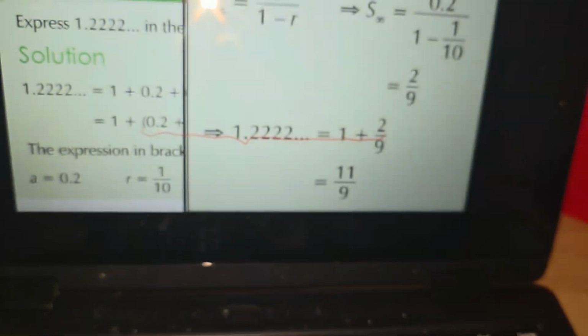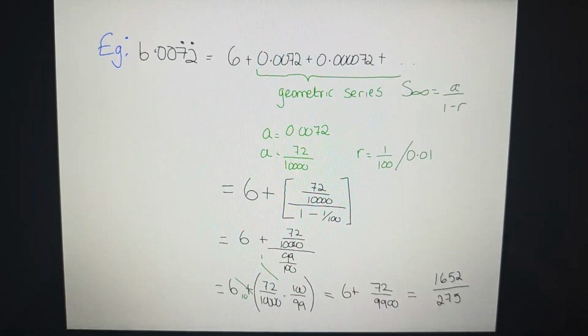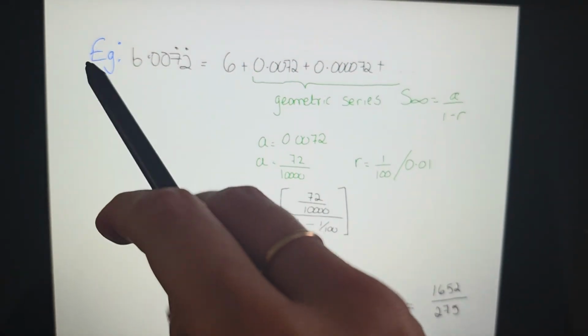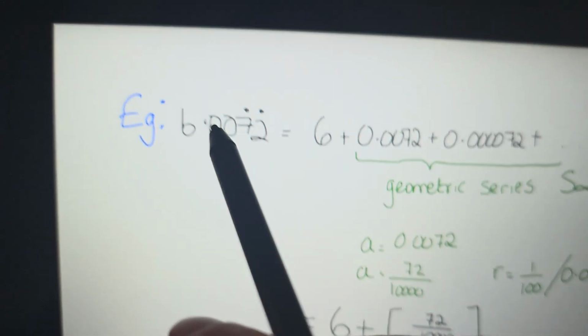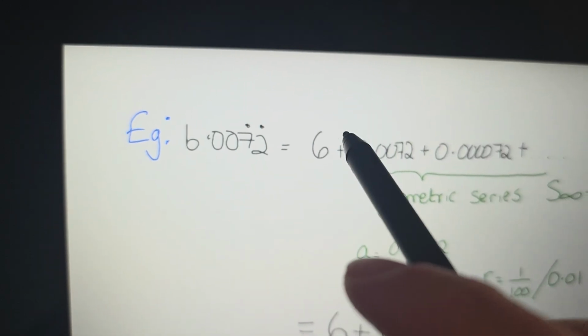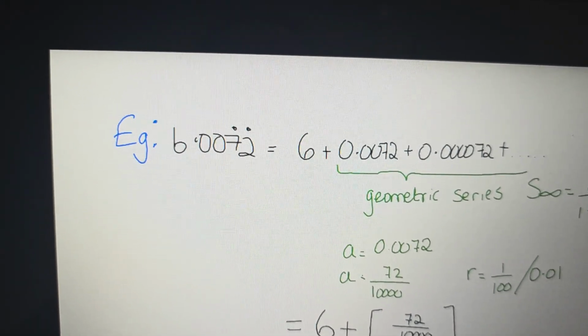So that's what it was on the calculator, and that's what I got when I did it by hand. So I know I'm correct. Here's a second example. If I wanted to express 6.0072, and there's a recurring decimal over the 7 and the 2, I can write that as a fraction as well. Okay, so I can check what it should be on the calculator first.